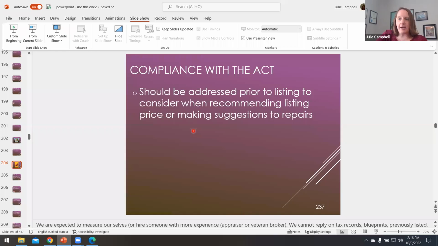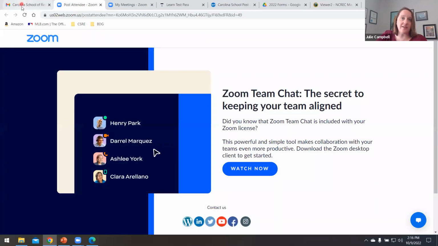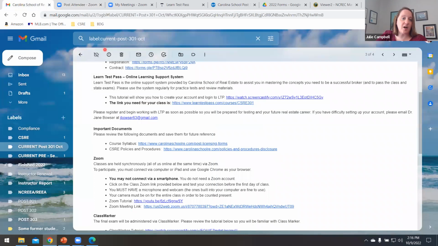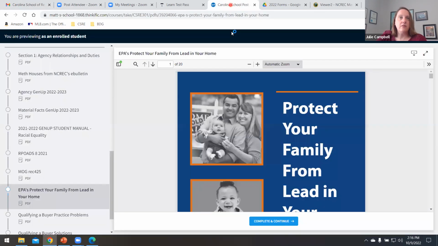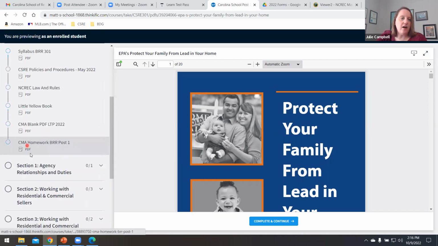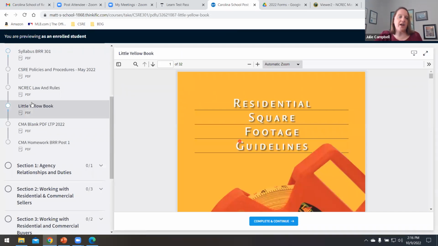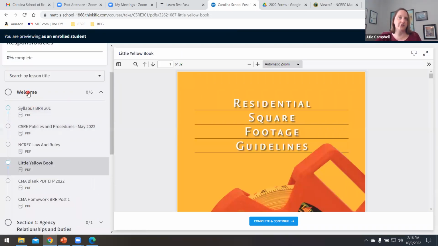So what we're going to do now, you got this from an email from Lane. I see a couple of you have the hard copy. Your firm probably provides it. Lane sent you an email with it. You also may have gotten it from your firm. I also have it in Learn Test Pass for you, under the welcome section. So you have the little yellow book, because that's what it is. It's our little Bible.